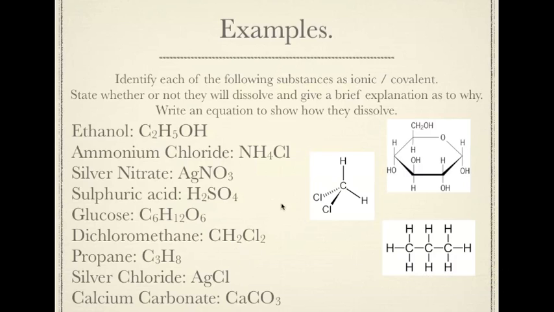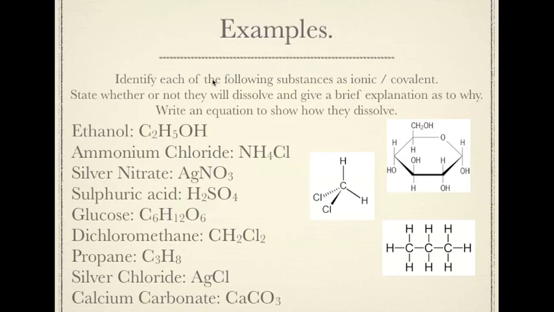Okay, you're back. I should have said it before actually. Glucose is this molecule here, the little hexagonal one. Dichloromethane is this one here, and propane is this one here. So hopefully we have an understanding of glucose, dichloromethane, and propane here. Let's have a look at the first question.